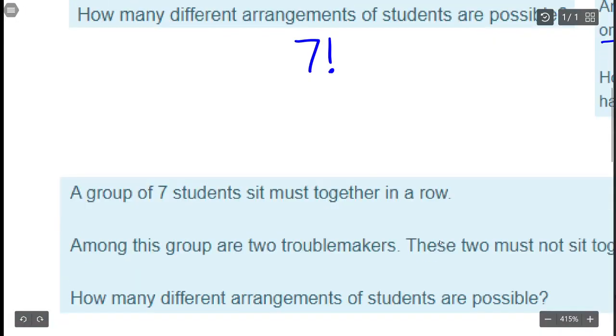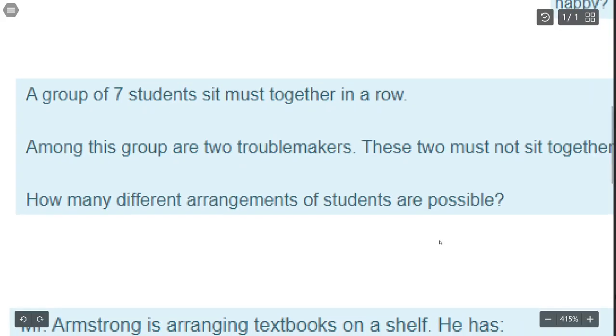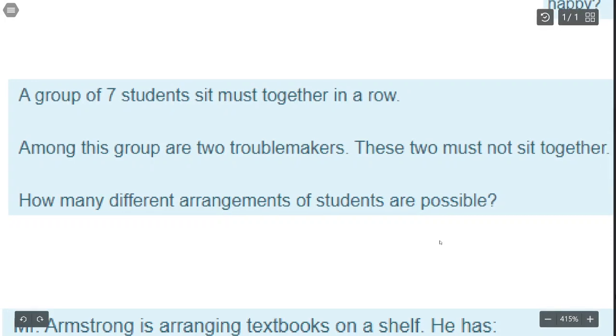Okay. Now let's do this one. Same idea, but now we've got 2 troublemakers, and these 2 must not sit together. How many different arrangements of students are possible? So 7 students, but 2 troublemakers must not sit together. Now, figuring out the number of ways that 2 students cannot sit together is actually fairly hard. Well, I mean, it's not too hard. You can use triangular numbers to solve it. If you know what triangular numbers are, that's a hint for how you could do this directly. But there's an easier way.